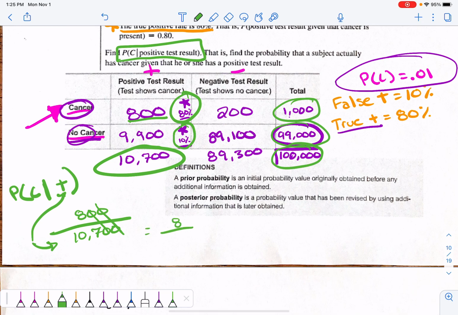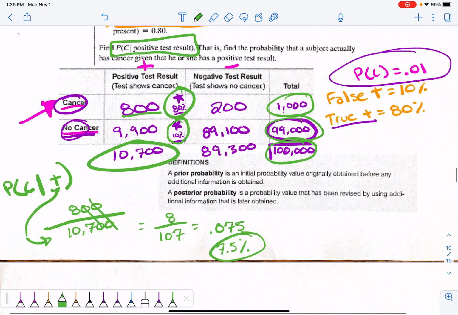So I have 8 over 107, which is about 0.075, which is about 7.5%. Okay, and that is the probability of getting somebody that has cancer given they have a positive test result. Okay, all right, that is fine.